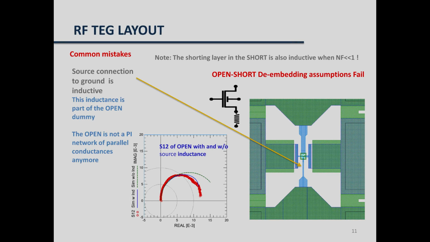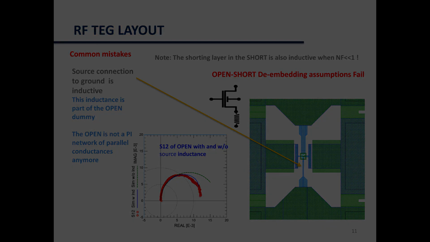Another very common mistake is to have too long connection lines. Actually here, in the zoom on the RF structures, it can be seen that the access line to the source is very long and narrow, which constitutes inductance. In this case, the open-short deembedding assumption fails, and it's not possible to apply a correct deembedding to these structures. This results in inaccurate S parameters of the measured transistor.